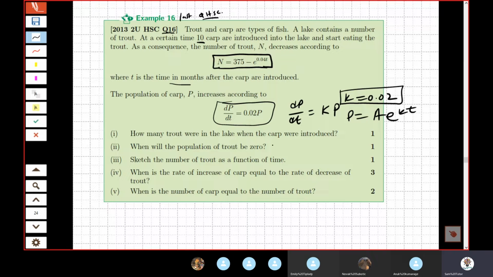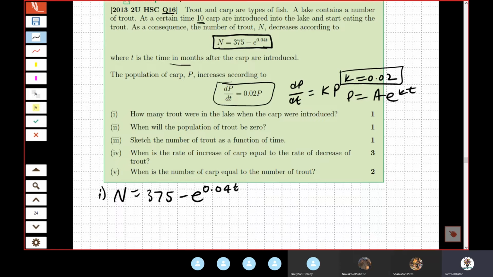All right, let's start with the first one, part i, together. How many trout were in the lake when the carp were introduced? So that means we're going to use the trout formula, not the carp formula. So we've got N equals 375 minus e to the power of 0.04t. How many trout were in the lake when the carp were introduced?